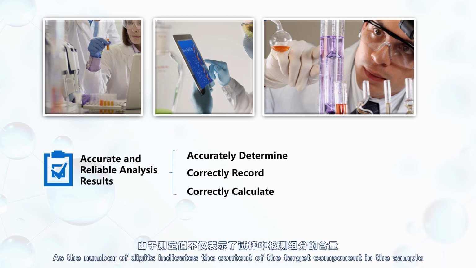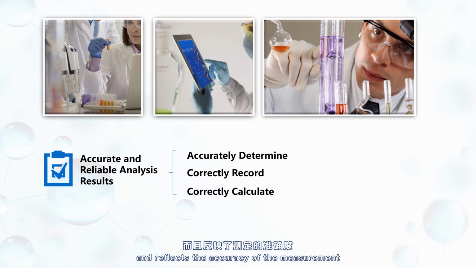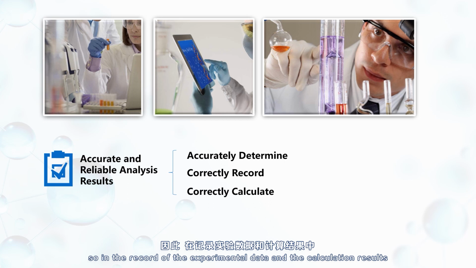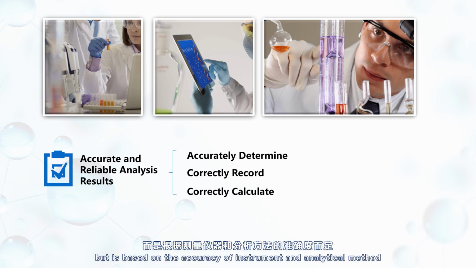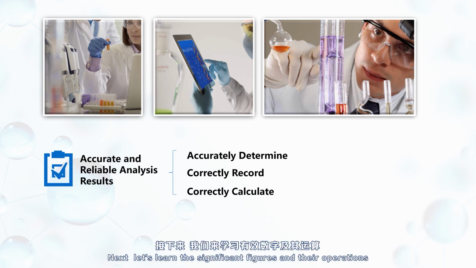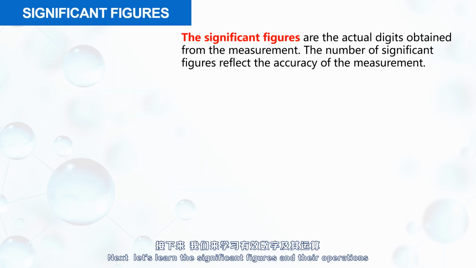Since the analysis results indicate the content of the target component in the sample and reflect the accuracy of the measurement, for the record of the experiment data and the calculation of the results, the number of digits is not arbitrarily determined, but is based on the accuracy of instrument and analytical method. Next, let's learn the significant figures and the operations.